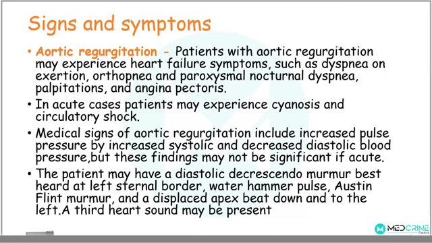These patients with aortic regurgitation may present with a diastolic decrescendo murmur that's best heard on the left sternal border, a water hammer pulse, Austin Flint murmurs, and a displaced apex beat down to the left. A third heart sound may be heard in these patients with aortic regurgitation.